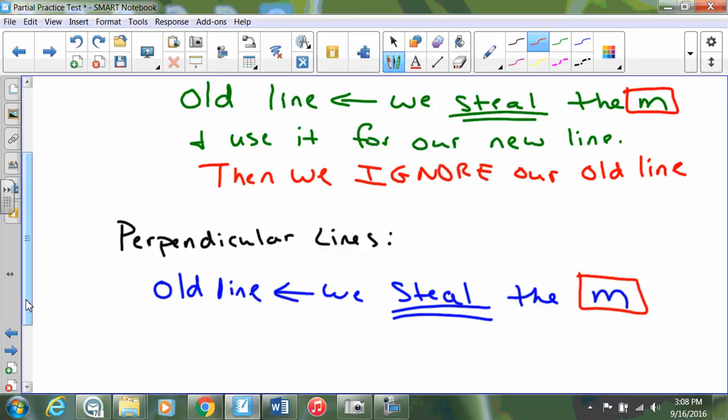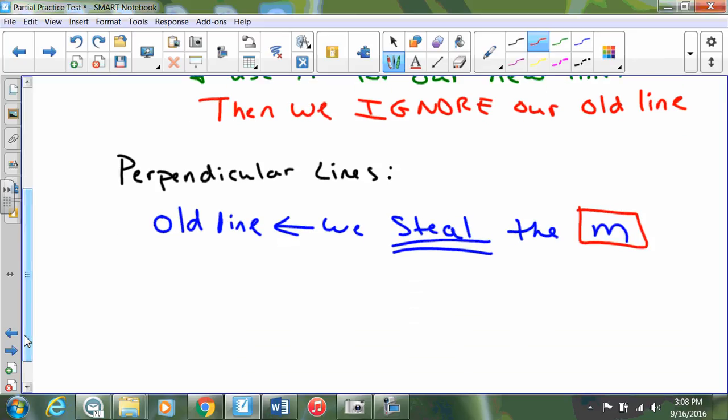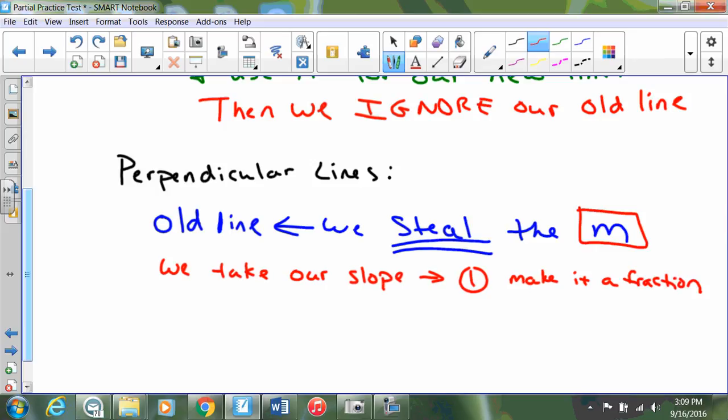Then, we don't use it yet. We take our slope and we do a couple things to it. We, one, make it a fraction. Two, flip it, so we flip the fraction. And three, change the sign. So if it's a positive slope, we make it negative. If it's a negative slope, we make it positive.